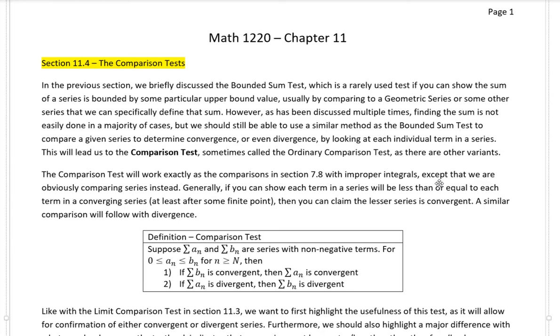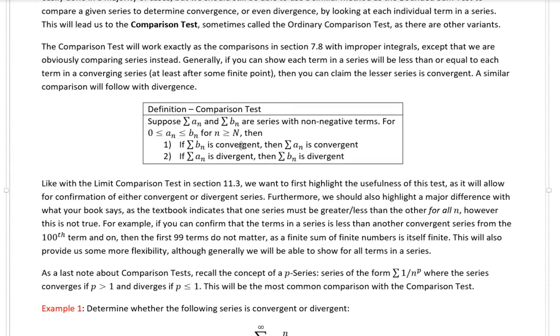The main takeaway, the difference between that and the bounded sum test, is that if we're trying to show convergence, I don't need to know what it's bounded by. I just need to know that it's less than some other series that I already know converges. Whether I know what that series converges to or not is irrelevant. So that's the comparison test in a nutshell.